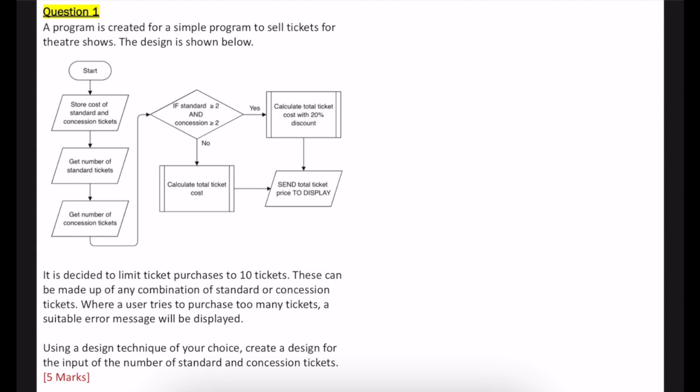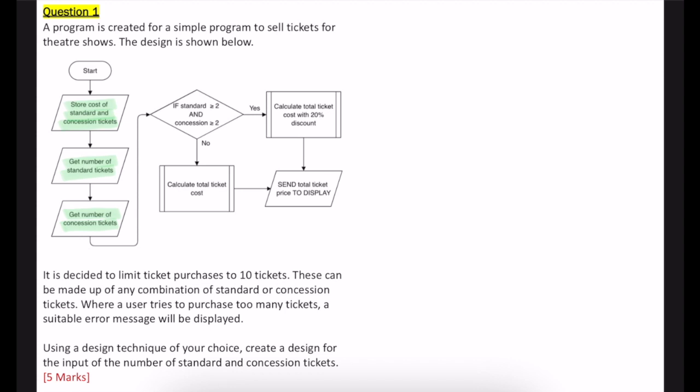A program is created to sell tickets for a theatre show. The design is shown below. So in our design, we have a flowchart that's broken up into a series of steps. Step 1 is that we store the cost of the standard and concession tickets. We then get the number of standard tickets ordered and get the number of concession tickets ordered.